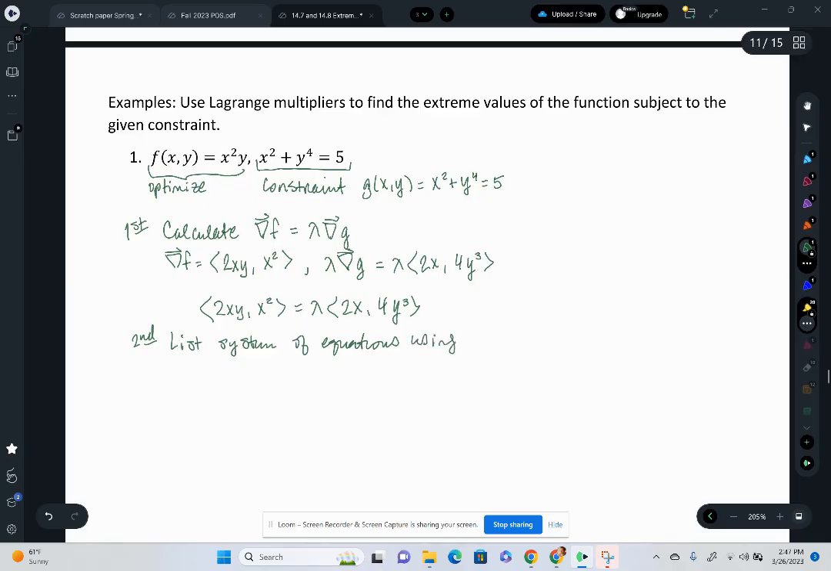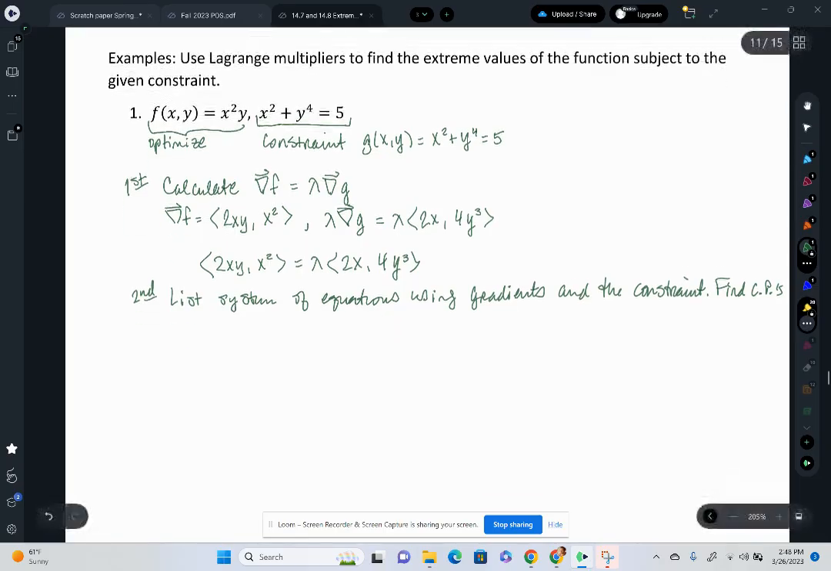Using the gradients and the constraint, and then we're going to find the critical points. I will always use CPs for critical points.